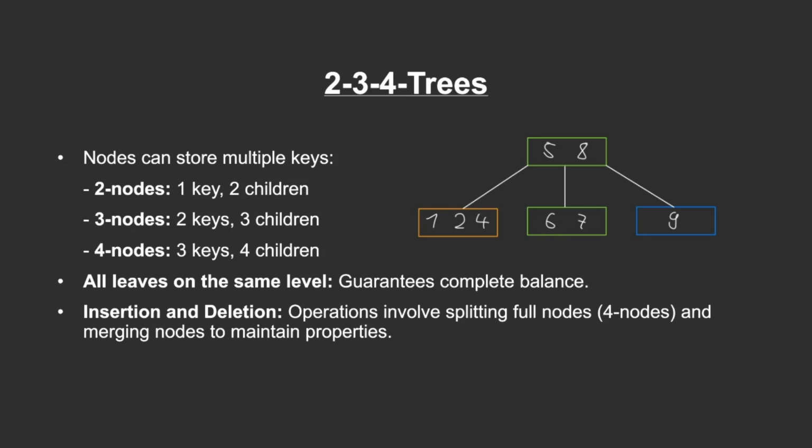The search tree property is also present here, so all keys in the left child are smaller than the left key of the parent, the keys in the middle child are between the left and right key, and the keys in the right child are greater than the right key. The remarkable property of 2-3-4 trees is that they are always completely balanced. Insertion and deletion operations are handled by splitting full 4 nodes, and merging nodes if needed to maintain these properties.